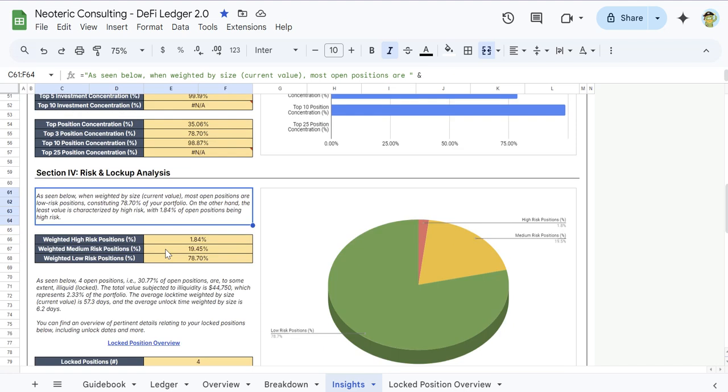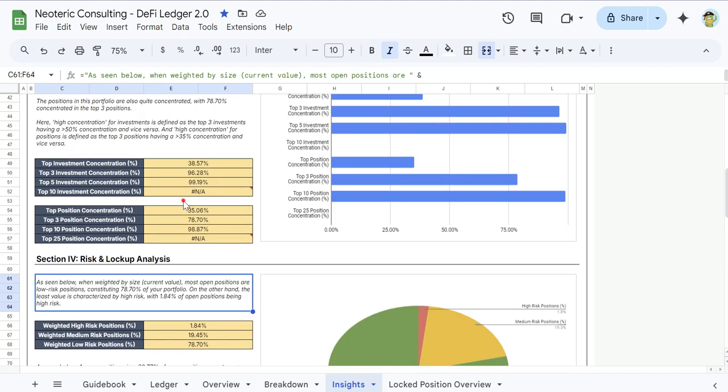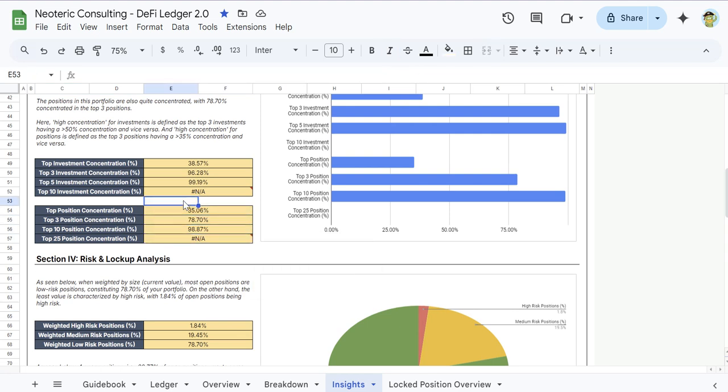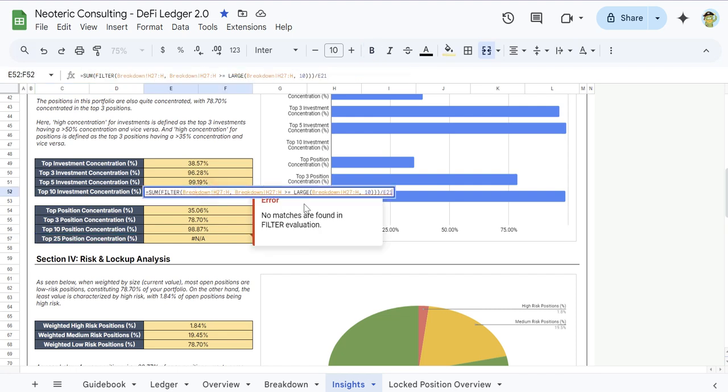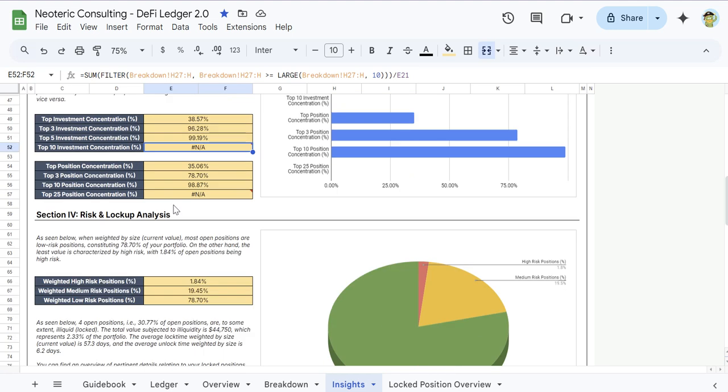So what's the risk distribution? What is sort of going on with my lock positions? How liquid am I? This gives you an overview there. And here you can see maybe a few tabs at NA. And the reason they're NA is because, well, there are no 10 investments in this sort of example portfolio, and there are no 25 positions in this example portfolio. Once you do reach that amount, so if you can see here, this is the sort of concentration top 10, and there are no 10 sort of investments. So once you do get to that point, you will have these cells generated for you, just that we don't have enough data in the ledger.